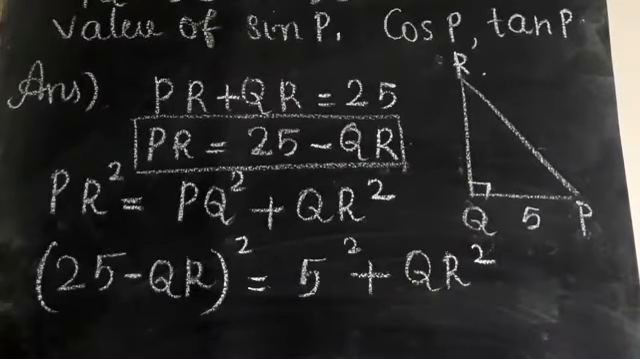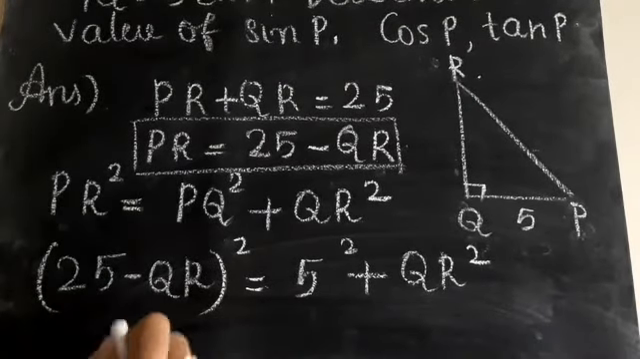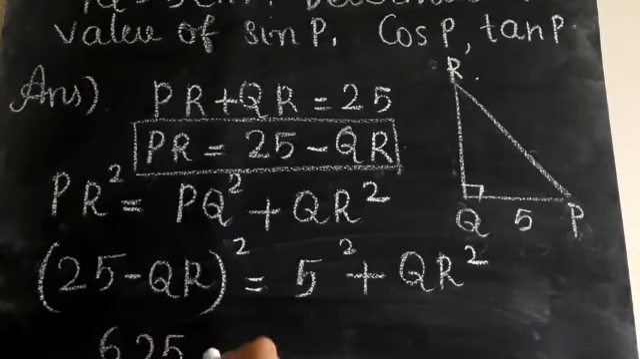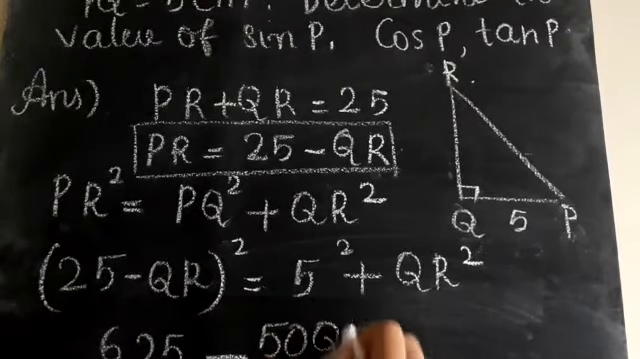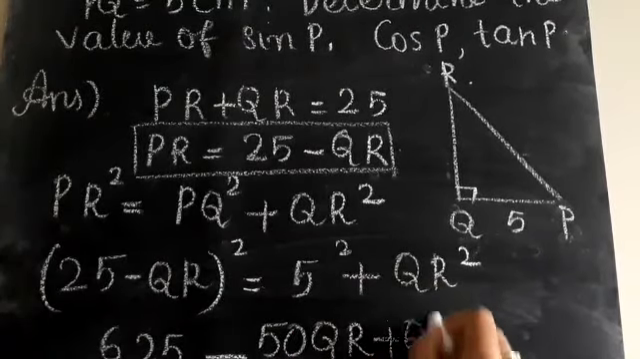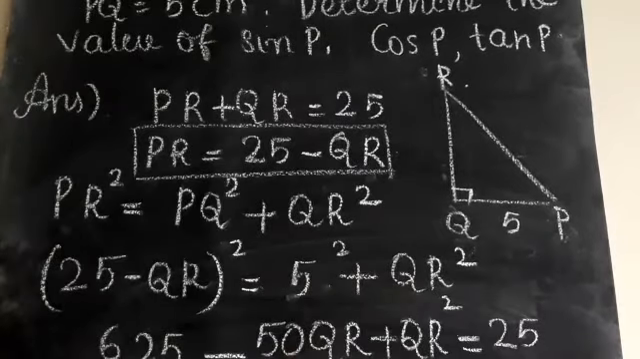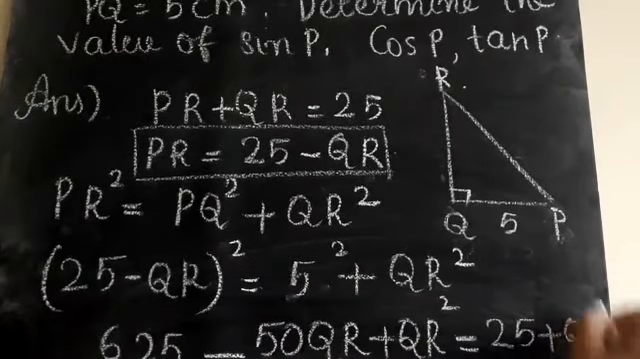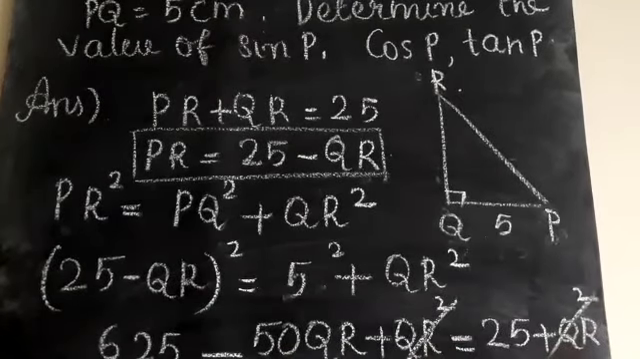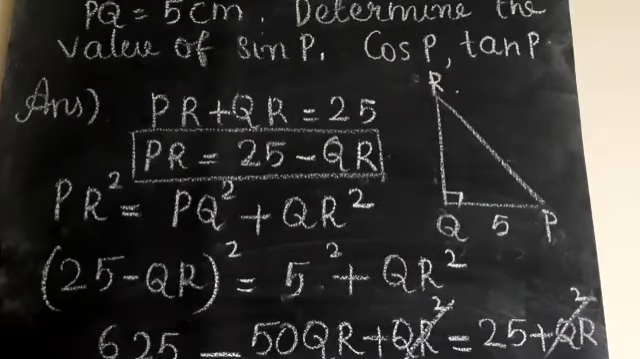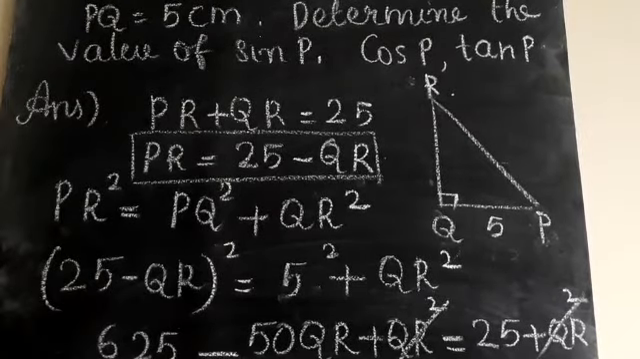After that you just expand using A minus B whole square. What is 25 square? It is 625 minus 2AB, that is 2 into 25 into QR, minus 50 QR, plus B square, meaning QR square, is equal to 5 square, that is 25, plus QR square. So on both sides QR square we can cancel. What is remaining? 625 minus 50 QR is equal to 25.